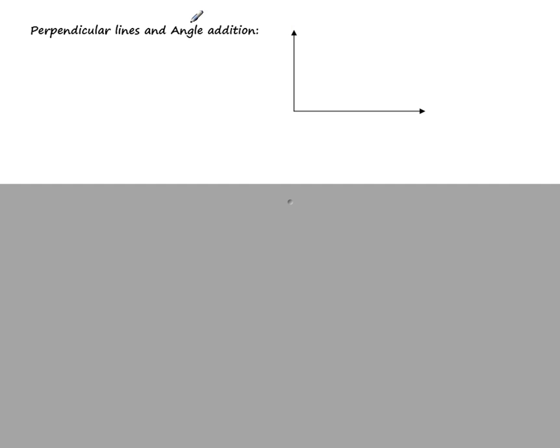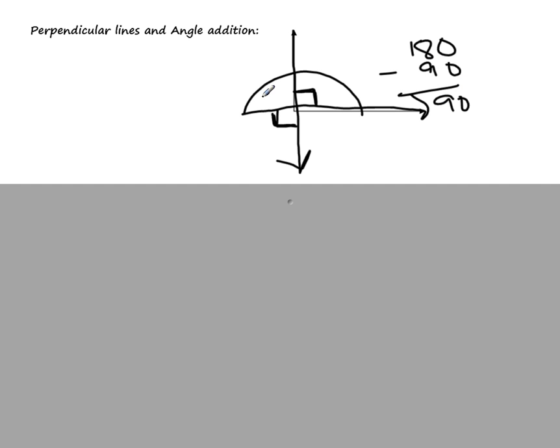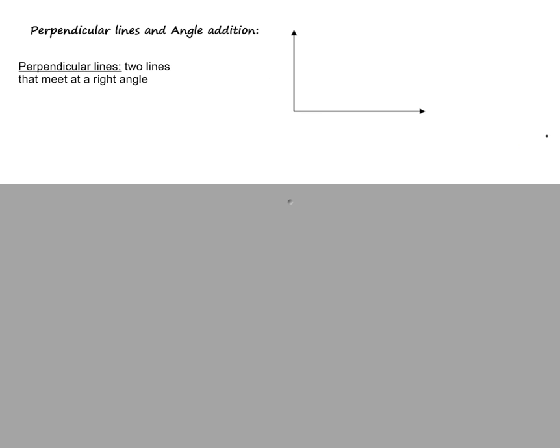Perpendicular lines are two lines, and if I can extend this, two lines that meet at a 90-degree angle. And because they meet at a 90-degree angle, their vertical angle will be congruent. So this angle would also be 90. And because they sit on a line, their adjacent angles would be 180 minus 90, which is 90. So this angle right here would also be 90. So anytime you got perpendicular lines, everything around here is going to be 90 degrees.